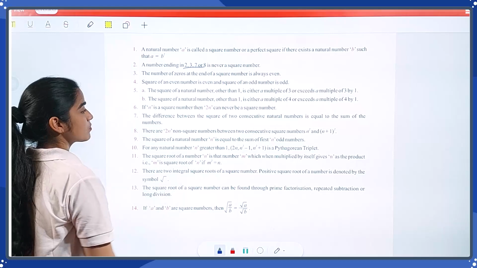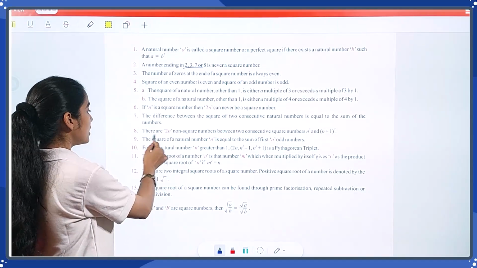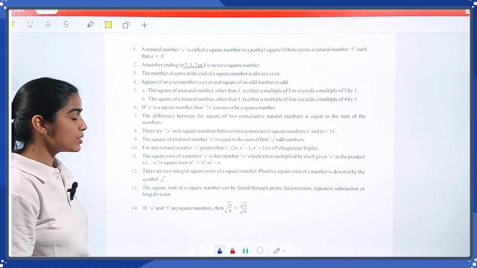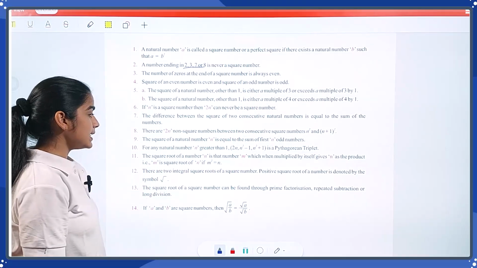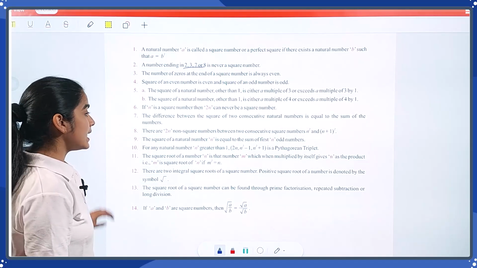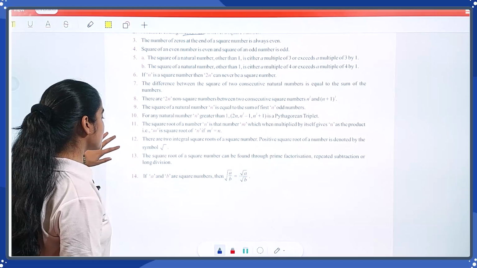The difference between the squares of two consecutive natural numbers is equal to the sum of the numbers. There are 2n non-square numbers between two consecutive square numbers, n square and n plus 1 square. The square root of a number n is that number m which when multiplied by itself gives n as the product. m is the square root of n if m square is n.